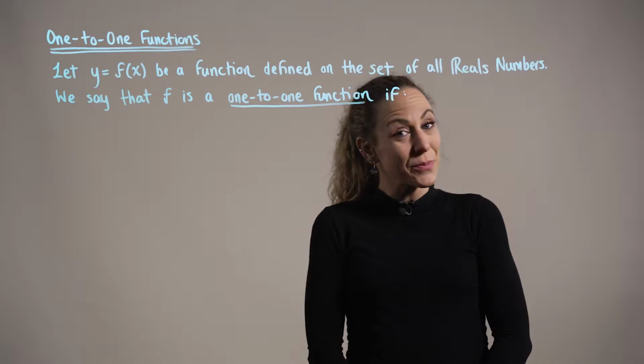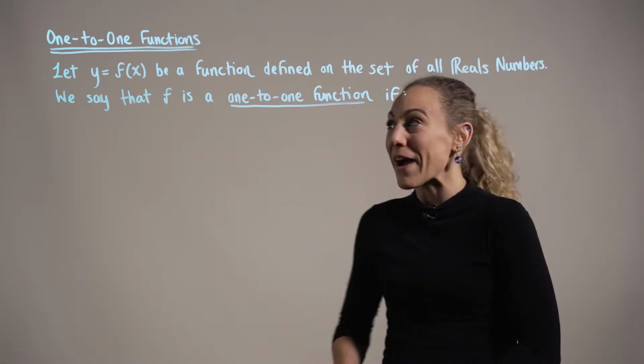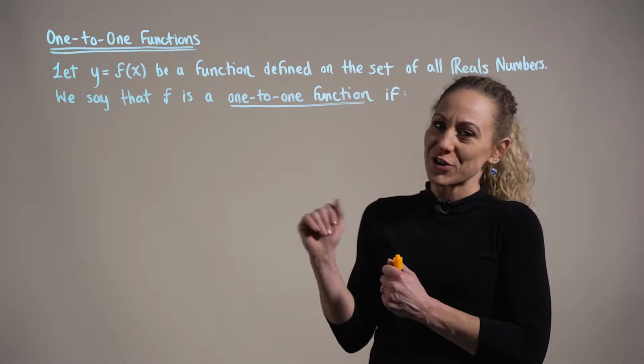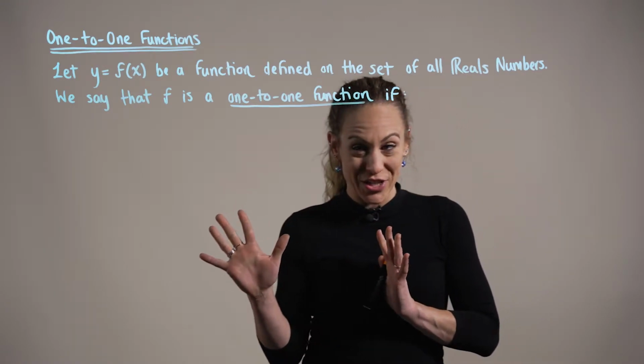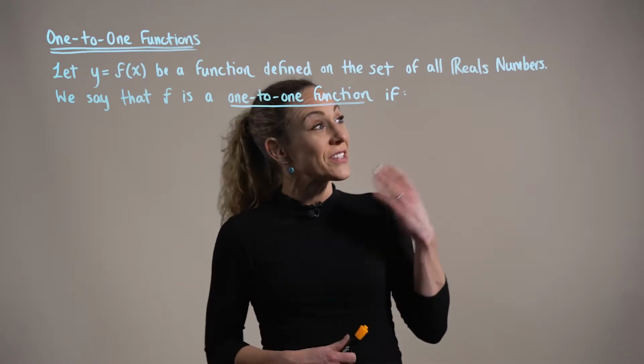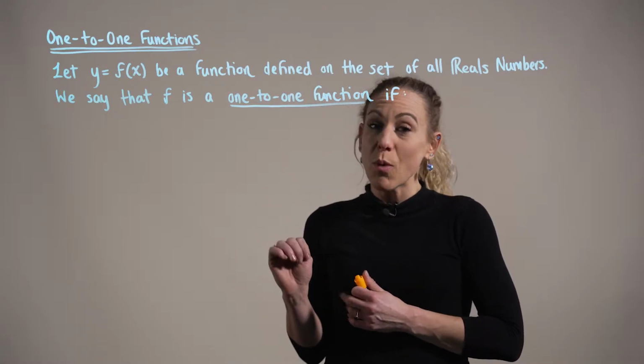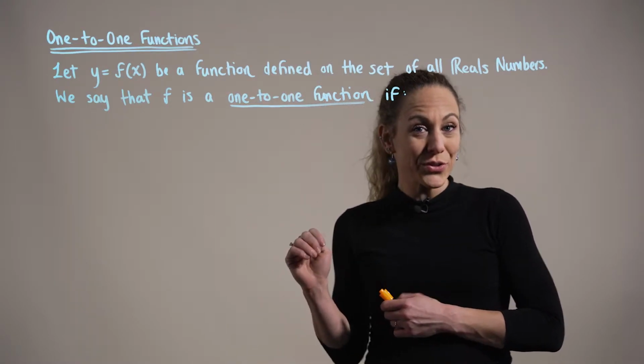So in order for us to be able to define the inverse of a function, we need to first clarify and classify what one-to-one functions are. So here's our definition. We want to let y equals f of x be any function defined on the set of real numbers, and we say that that function f is one-to-one if the following holds true.